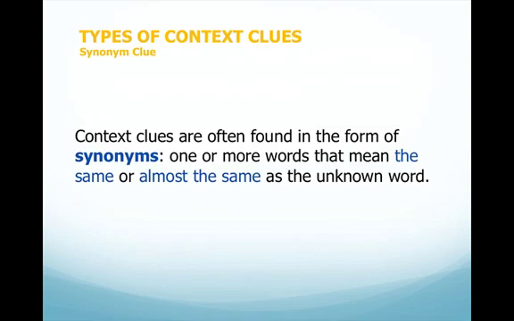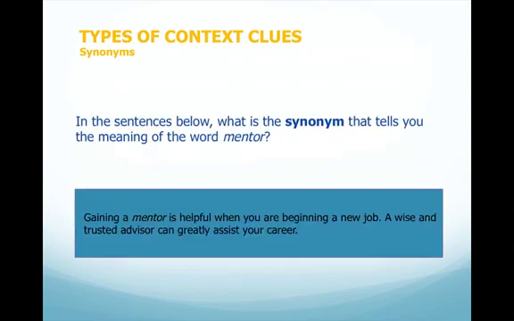Another type of context clue is a synonym clue. Context clues are often found in the form of synonyms. This is a tool that authors and writers use a lot when they are using words which they think many people might not understand. They put one or more words in there that mean the same or almost the same as the unknown word. So let's have a look at an example.